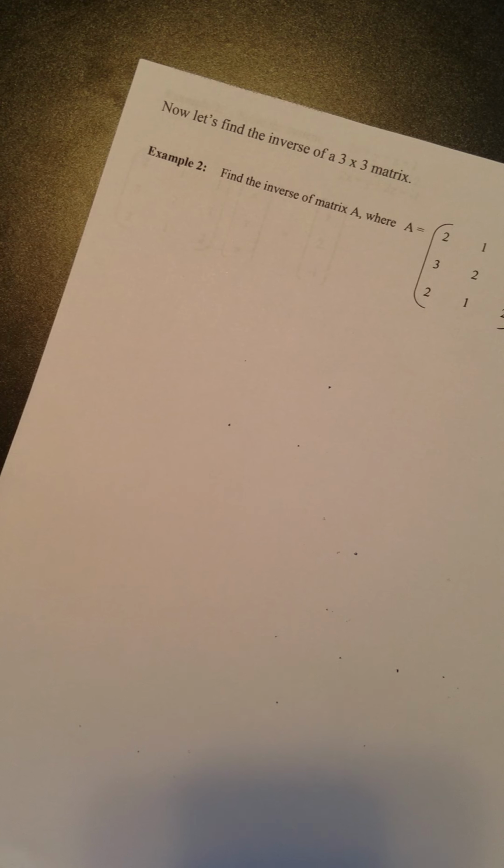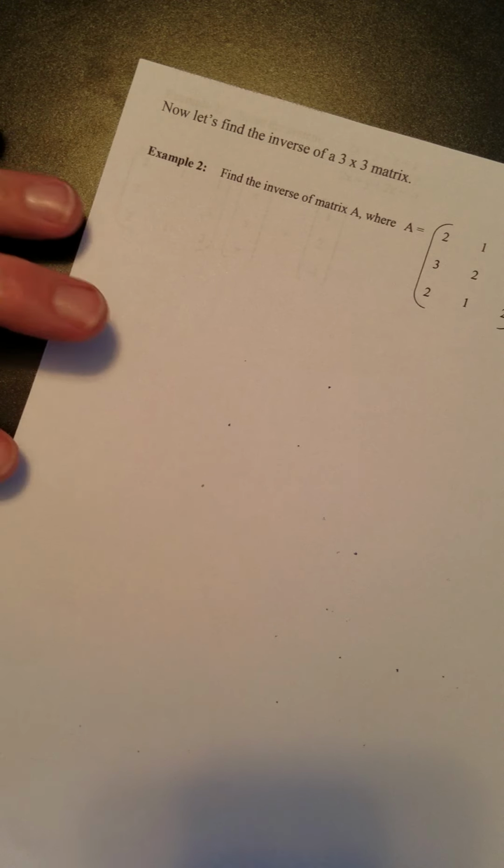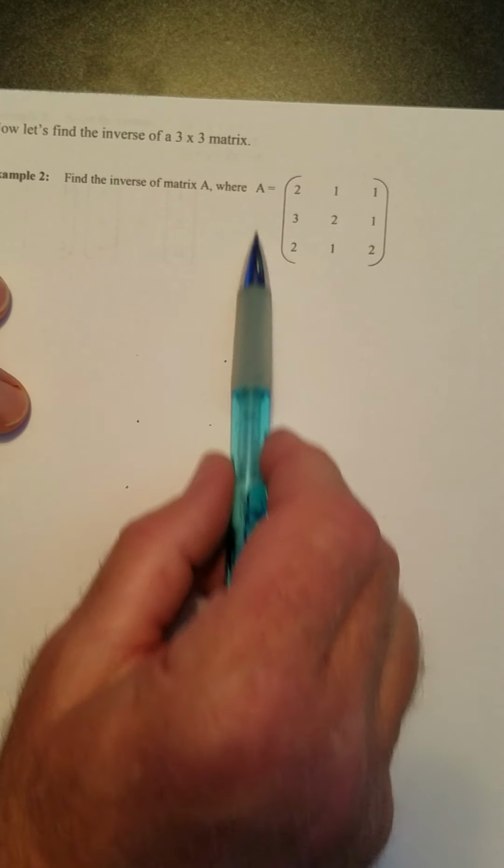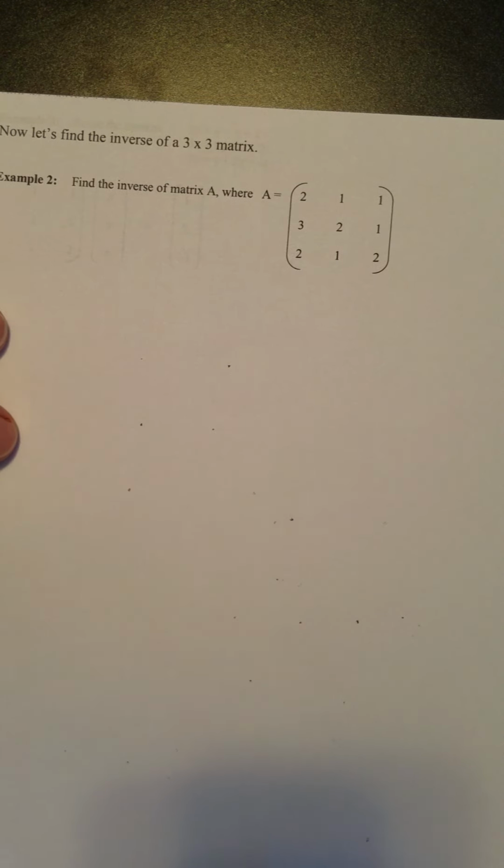Okay, let's go to a 3 by 3. I'm going to switch my utensils here. Let's try this one. Okay, so in this problem, you'll notice I got 3 by 3. I want to find the inverse of that. I'm going to use the same relationship I just had.